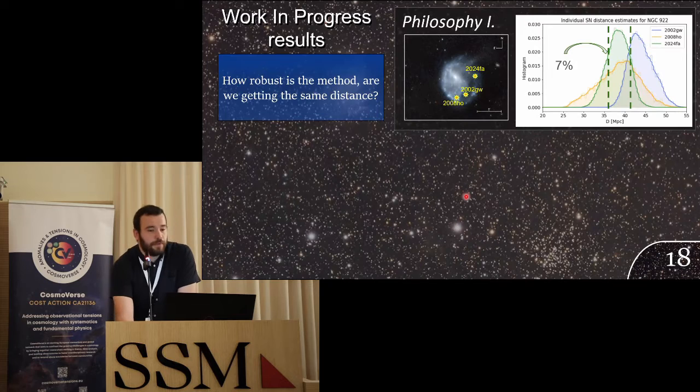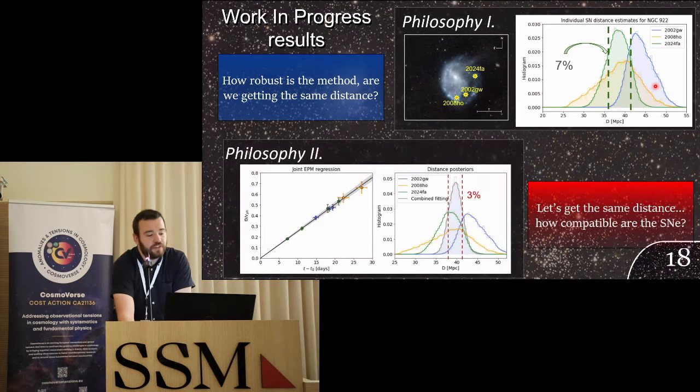There are 2 philosophies that we can make use of when we are trying to compare distances for the sibling supernovae. One of them is that we can check how robust the method is. That was what we did in the literature analysis paper. Here we basically just infer a distance to each of the supernovae in the host galaxy, and we just compare them, easy as that. But we can also try to use this method, because all of the supernovae are independent measures of the same distance, basically.